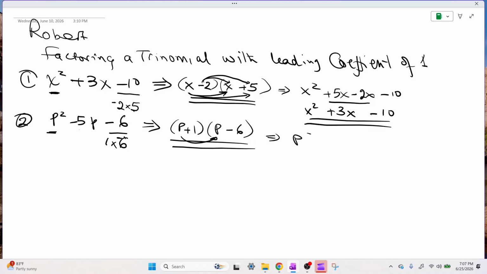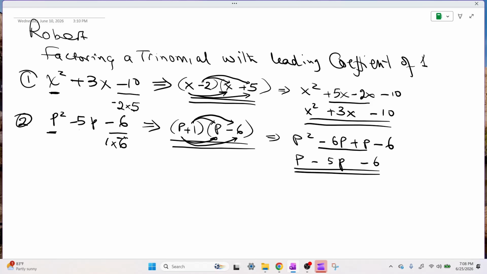So you'll have factored the trinomial you began with, because when p is multiplied by p, we get p squared. When p is multiplied by negative 6, we get negative 6p. And then when 1 is multiplied by p, we get positive p. And when 1 is multiplied by negative 6, we get negative 6. So minus 6p plus p will give us minus 5p. And we have a minus 6 there. And that will be our final answer.